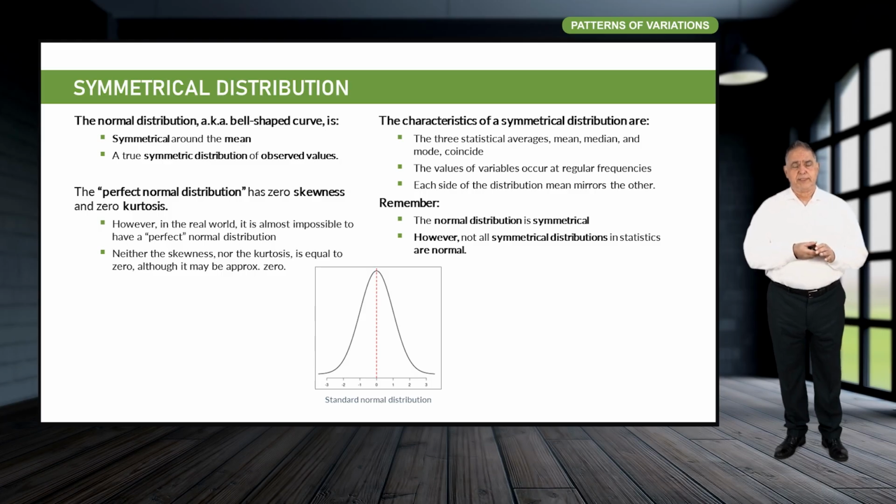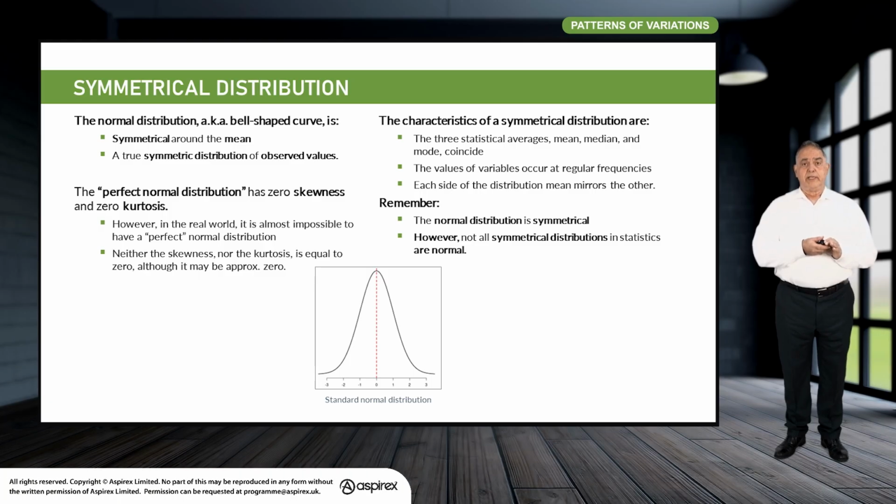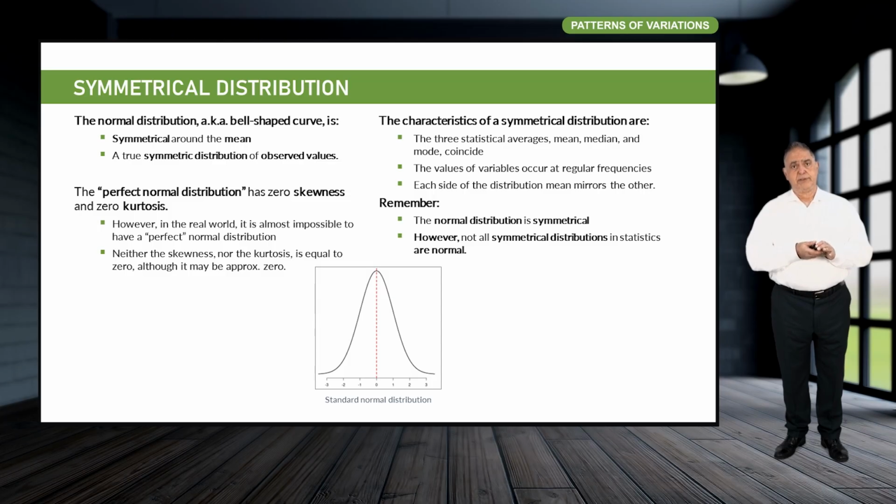Also, statisticians are using a particular model of the normal distribution. It is known as the standard normal distribution, and it is used as a basis for a number of statistical models, creation of statistical tables, etc. So the standard normal distribution has a mean of 0 and a standard deviation of 1. Remember, normal distribution is symmetrical. However, not all symmetrical distributions in statistics are normal distributions. There is this fine distinction.